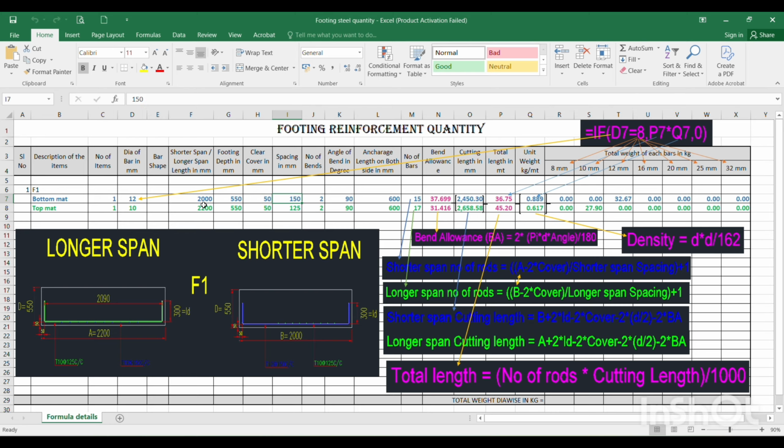And spacing respectively, bottom mat spacing is equal to 150 mm and top mat spacing is equal to 125 mm. And number of bends, these are here in longer span 2 bend and shorter span 2 bend. And angle of degree, 90 degree over here and 90 degree over here. And this is anchorage on both side, means LD. LD is equal to this, here 1 times and here 1 times. So this is 2 into 300 mm, here 1 300 mm, here 1 300 mm. This is the anchorage length on both side.